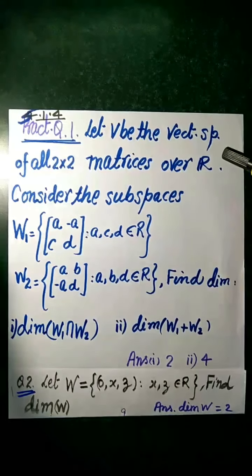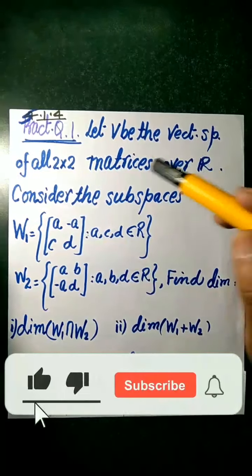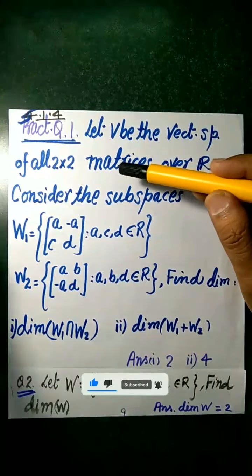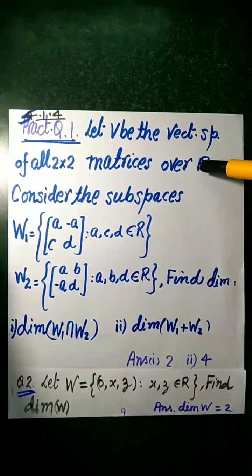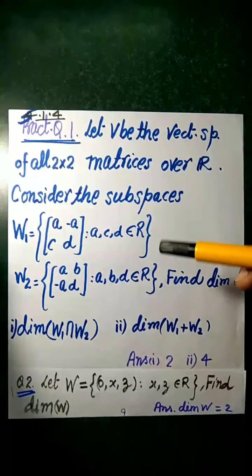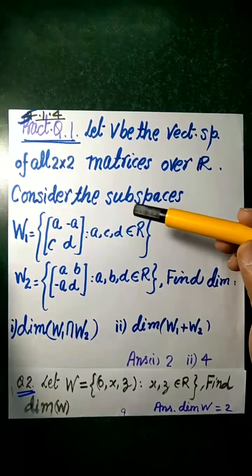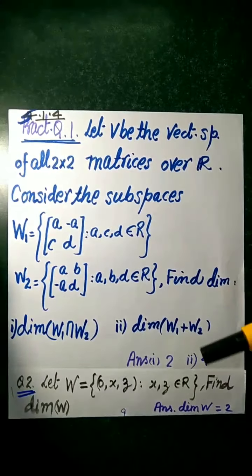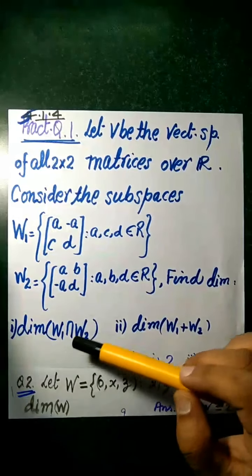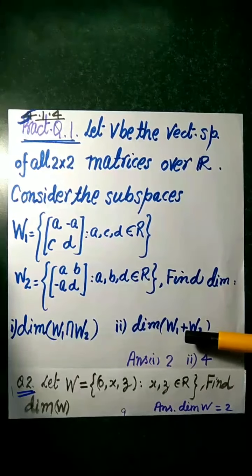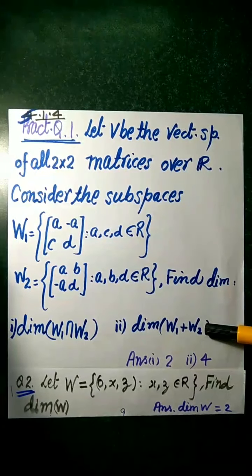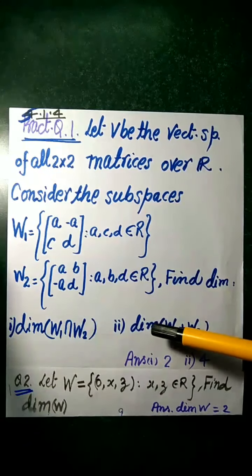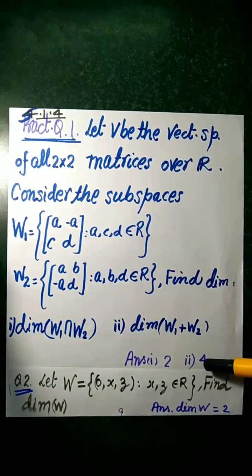Now, these are some practice questions. Question number 1, question number 2. Let V be the vector space of all 2x2 matrices over reals. Let us consider the subspaces W1 and W2 as given here. We have to obtain the dimension of W1 intersection W2 and the dimension of W1 plus W2. The answer will be 2 for this one, and the dimension of W1 plus W2 equals 4.